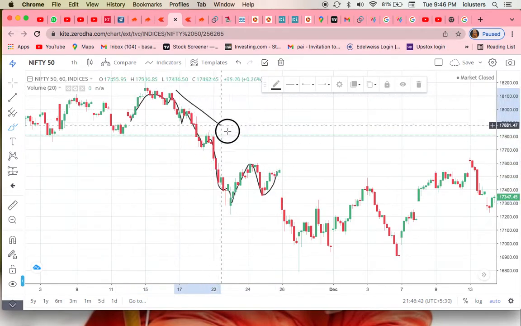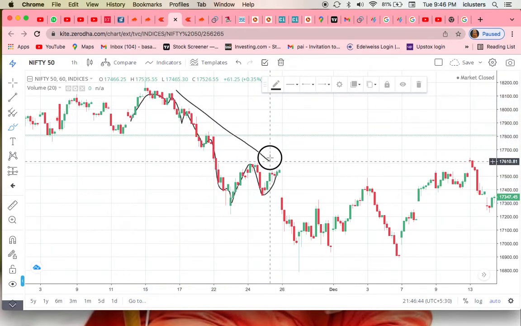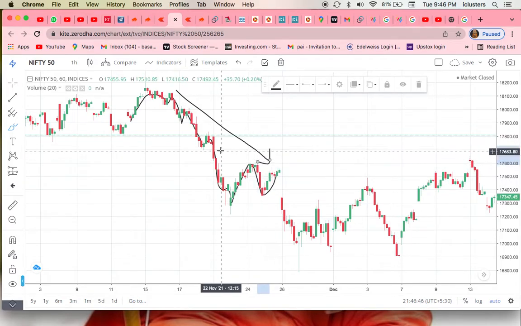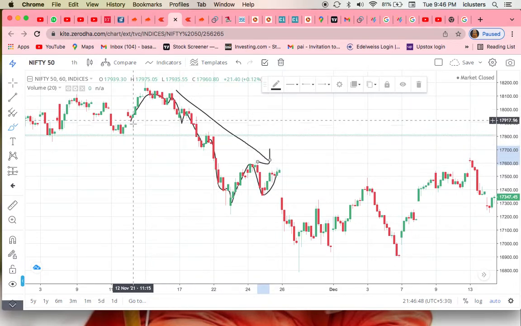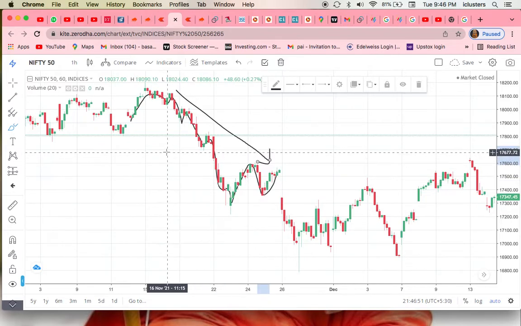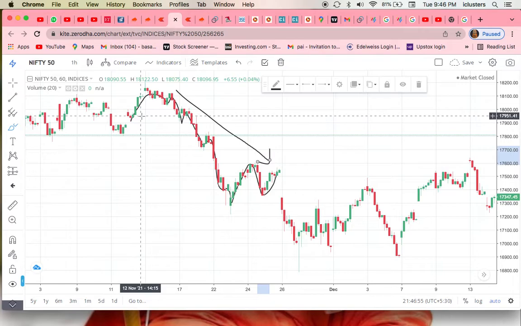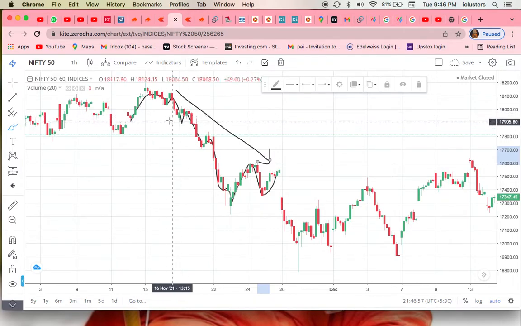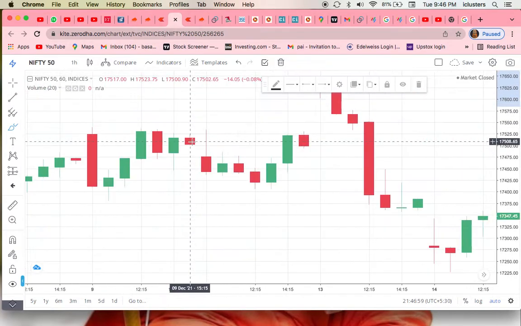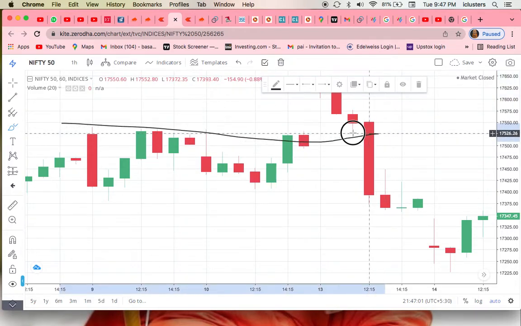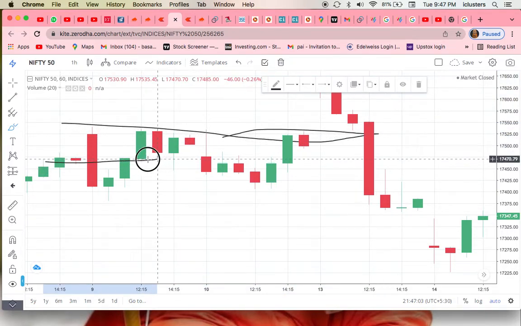See, this is the downtrend, clearly visible. The price is moving downside. When price is moving in lower lows, you need to understand that the price is going down. The big signification of a downtrend is that the market is creating lower lows.